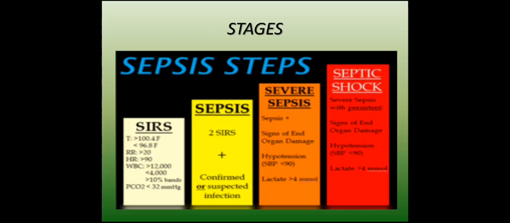Next comes the stage of sepsis, where SIRS plus a confirmed or suspected infection is present in the patient, and this leads to severe sepsis, where sepsis plus signs of end organ damage can be seen. And lastly, septic shock occurs, where severe sepsis is with persistent signs of end organ damage, and hypotension is seen here. Systolic blood pressure is less than 90 mmHg, and lactate concentration is more than 4 millimoles. These are the steps of sepsis.